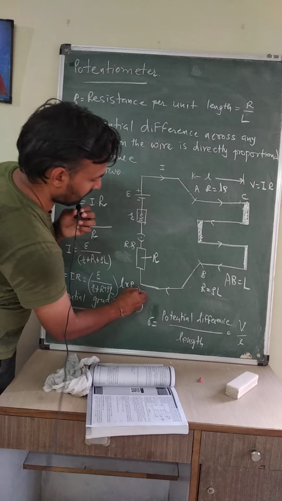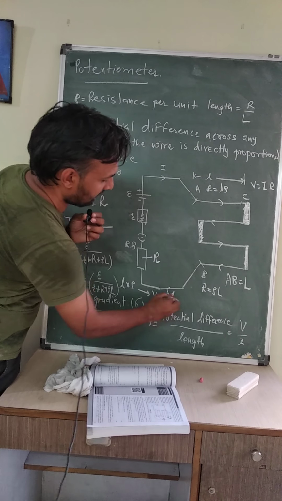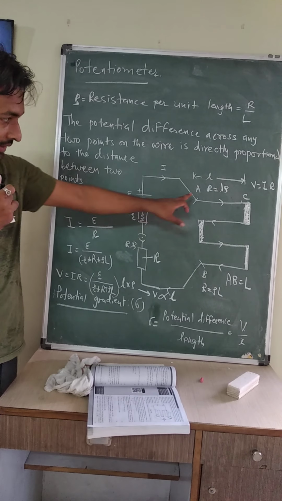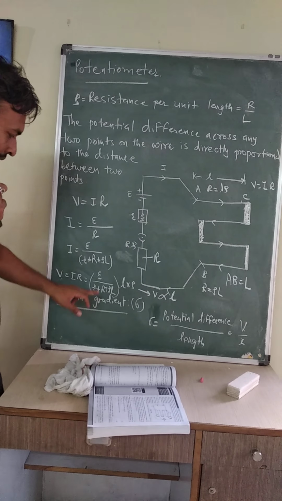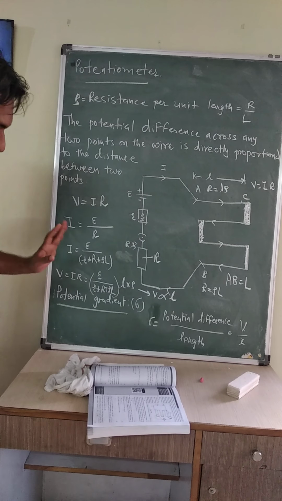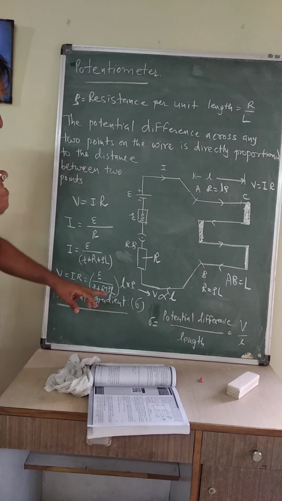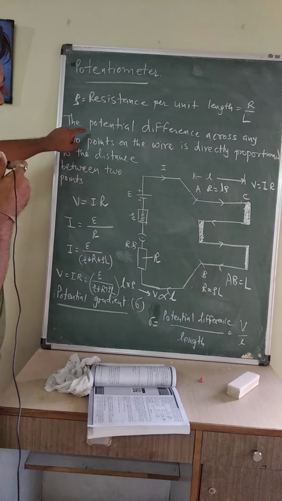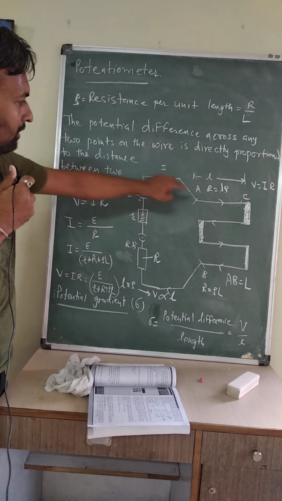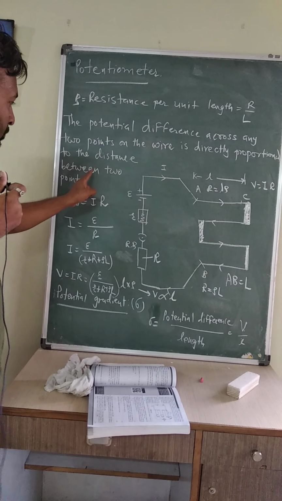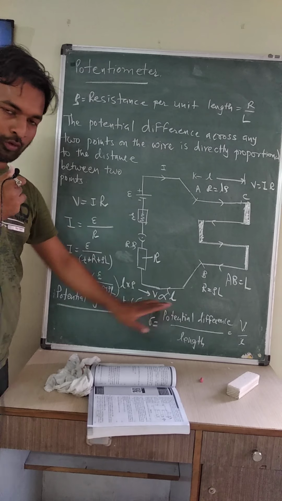Overall, if we try to see, we will find that this potential difference is directly proportional to L, the length of this resistance wire, because all other portions remain fixed or constant. So as per this, the principle is that the potential difference across any two points on the wire is directly proportional to the distance between the two points.